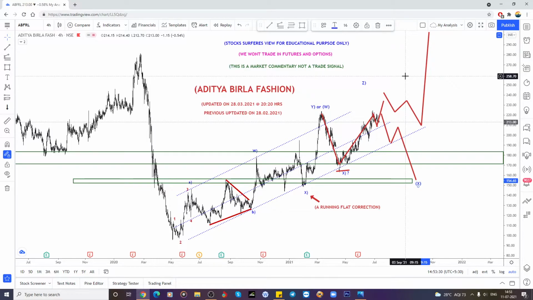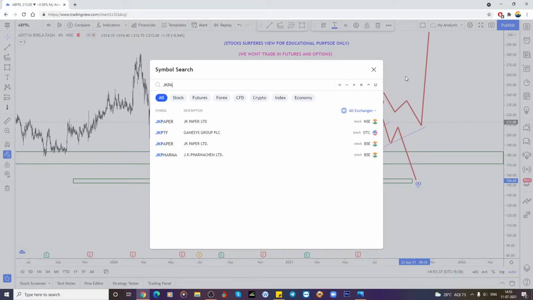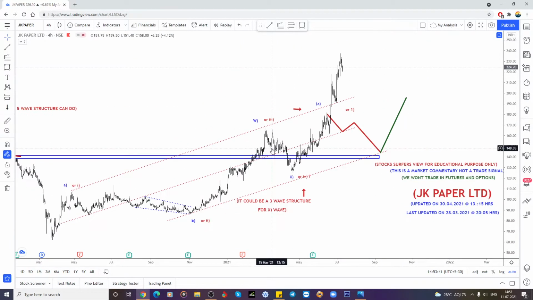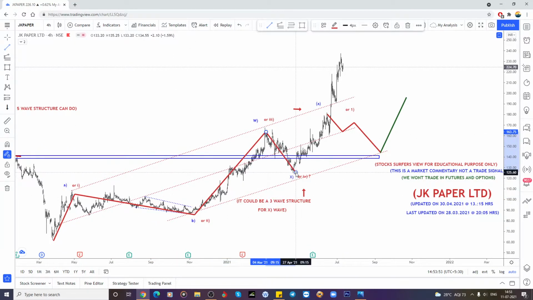So the next will be JK Paper. See, JK Paper, what I expected: A, B, C, W, X. So from here I expected the B, but what it did was wave 1, wave 2, wave 3, wave 4. See, that is why I have marked the question, and this is the completion of that fifth wave. That's it, finished. And I missed the trade, expecting this.